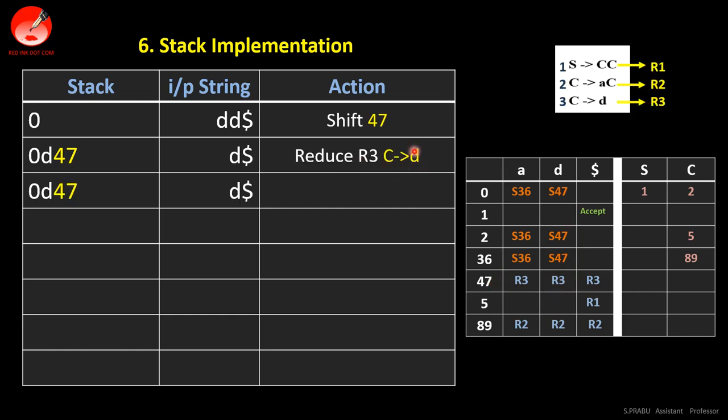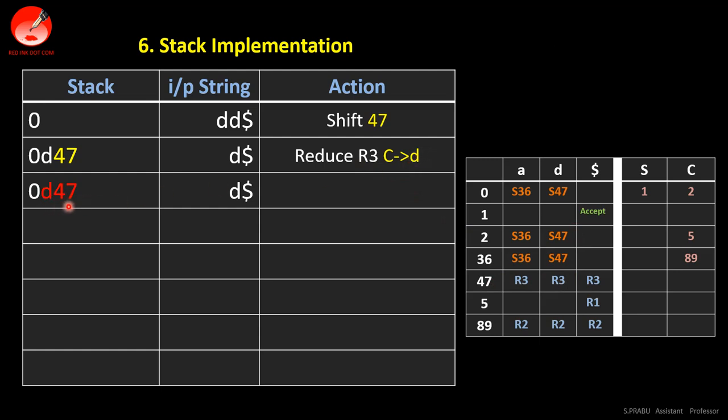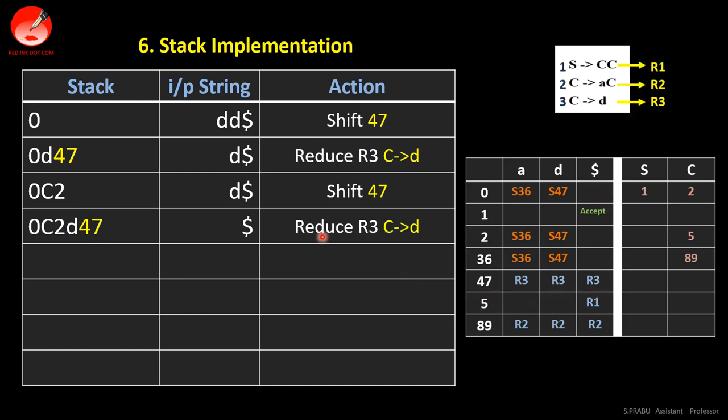In the third rule, only one element is there, so I remove these two elements. Remember, 47 is the single unit. So instead of these two elements, I write capital C here. 0 and capital C has the value 2, so I write 2 here. 2 and small d, 2 and small d is shift 47. Shift 47 is nothing but shifting d here along with 47. 47 and dollar. 47 and dollar is reduce 3.